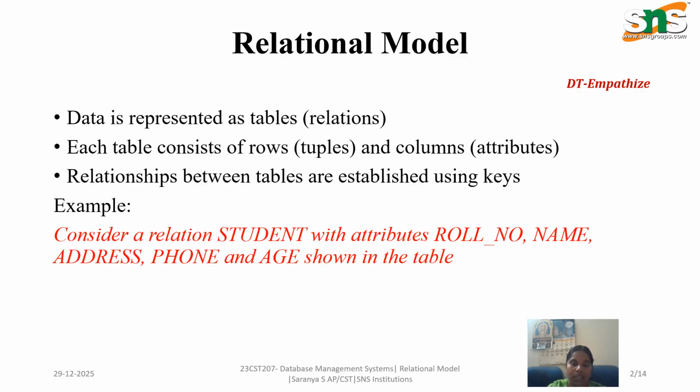The rows are represented by tuples and the columns are represented by attributes. The relationships between the tables are established using keys. For example, a student with the attributes roll number, name, address, phone number and age is shown in the table, and every row in the table represents a collection of related data values.